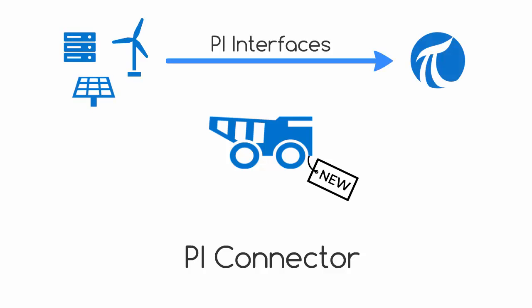Let's say that you're looking for a way to connect a new data source to your Pi system, the data from this truck, for example. You might have heard of the term Pi connector as a possible option. But for other data sources, you've been using Pi interfaces to collect the data. So what exactly are these Pi connectors?